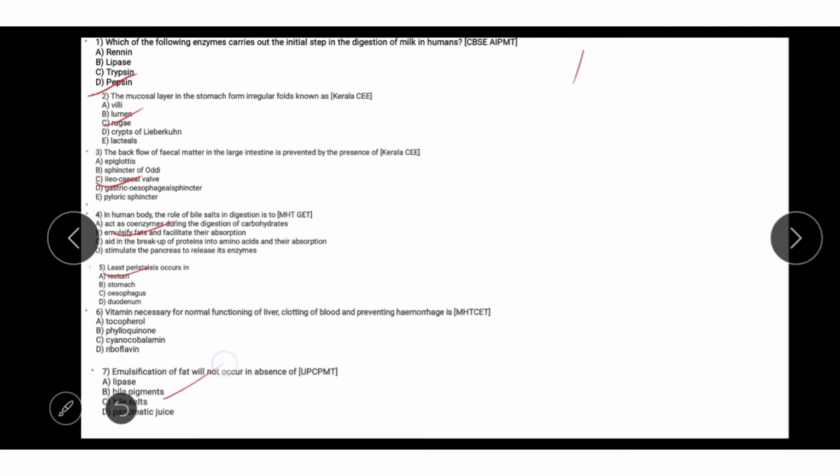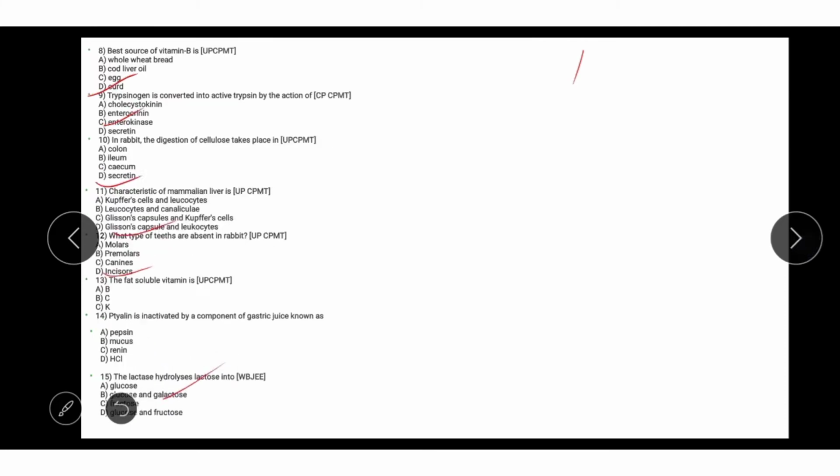Think bile salts. Then the eighth question. The best source of vitamin B is whole wheat bread. Trypsinogen is converted into active trypsin by the action of enterokinase. In rabbit, the digestion of cellulose takes place in the cecum.